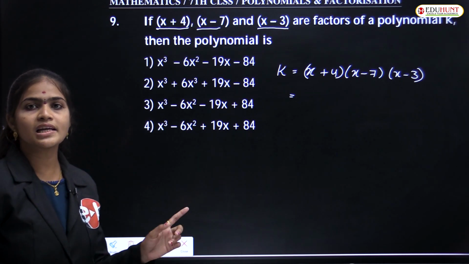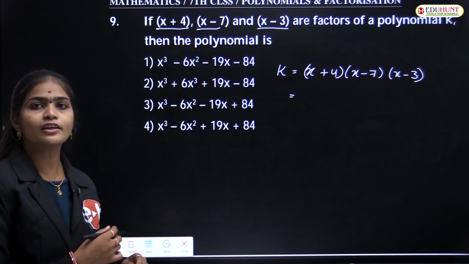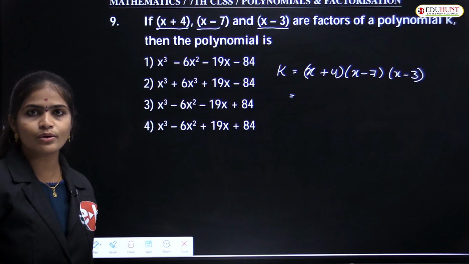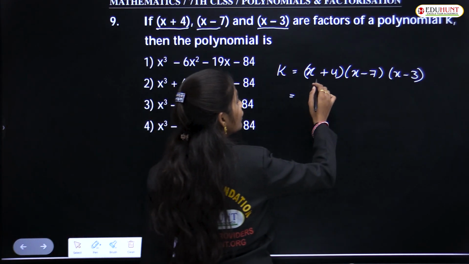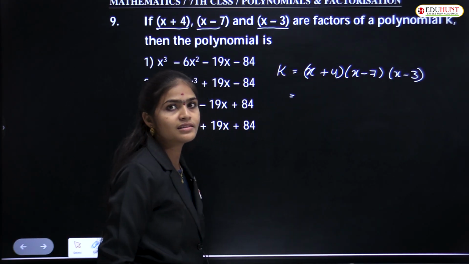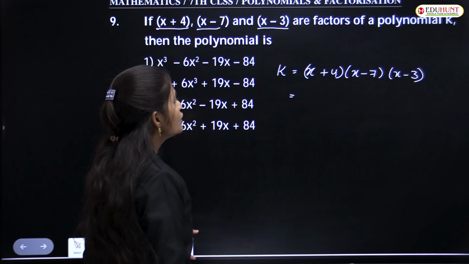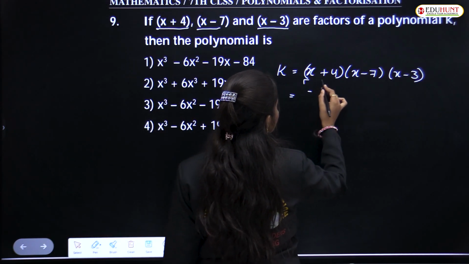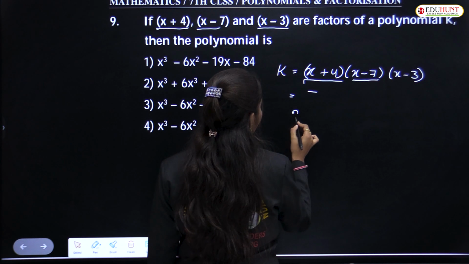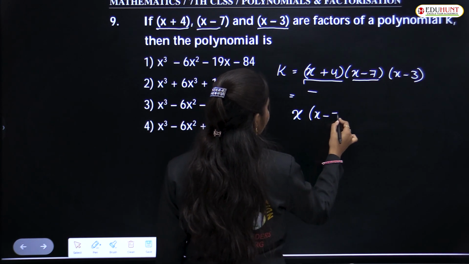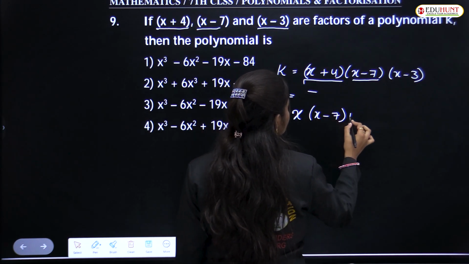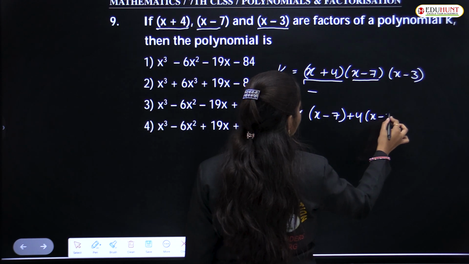6's factors are 2 and 3. So if you take 2 into 3, then you will get 6 only, no? Like that, if you take the product of these 3 factors, then you will get the polynomial. So what is that polynomial? First take x plus 4 and x minus 7. So x into x minus 7, and here plus 4 is there, no? So plus 4 into x minus 7.